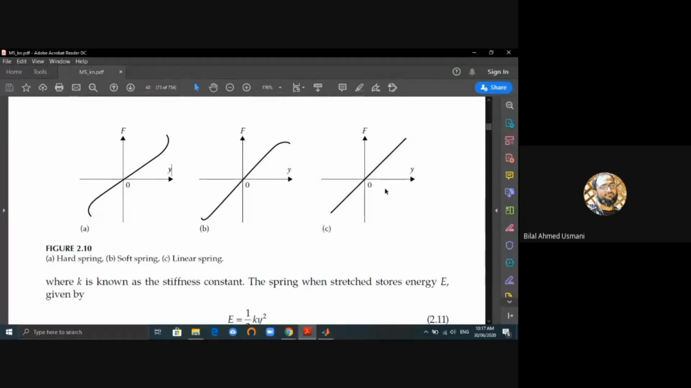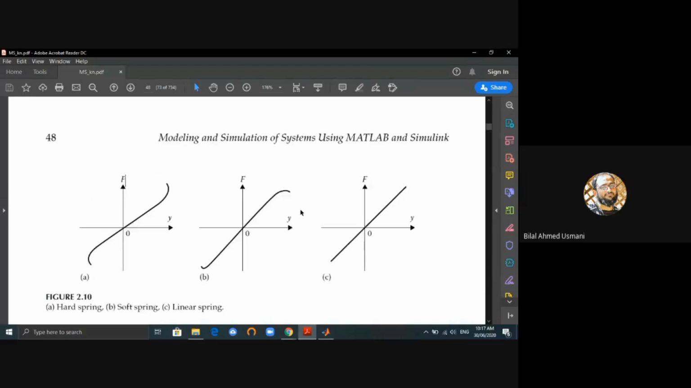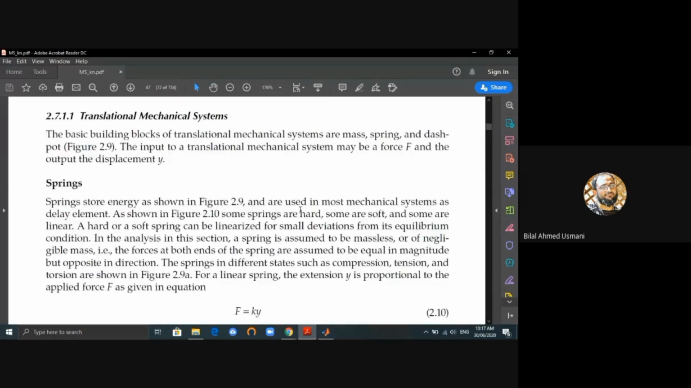Similarly, third is just a linear spring. It just translates the energy as it is, but the only difference is it would introduce a slight delay in that transfer, which is sometimes very important. Now, a hard or soft spring can be linearized for a small deviation from its equilibrium conditions. Of course, it should be within the linear range. Otherwise, the response would be quite unpredictable.